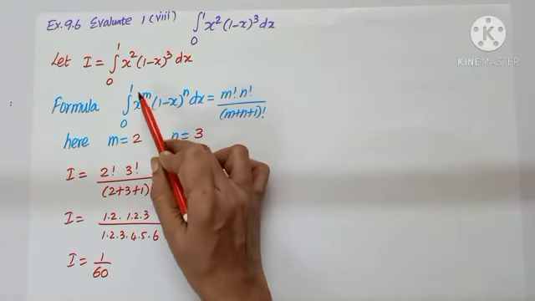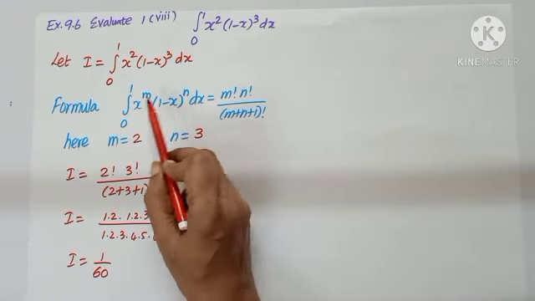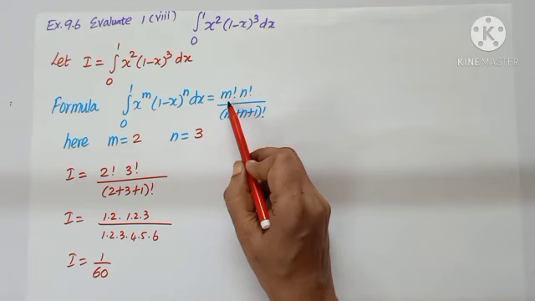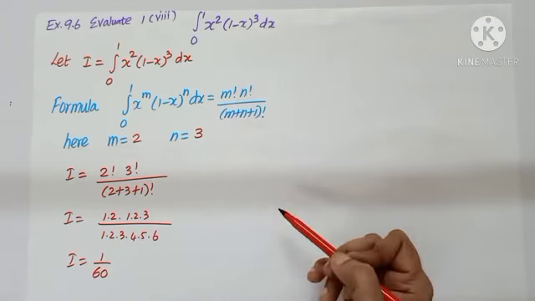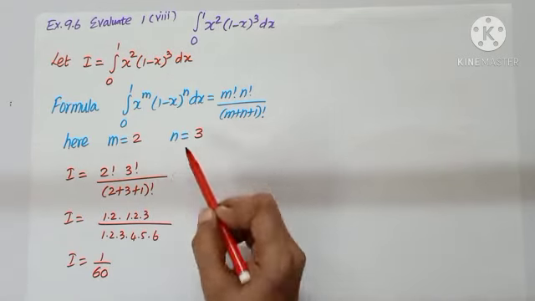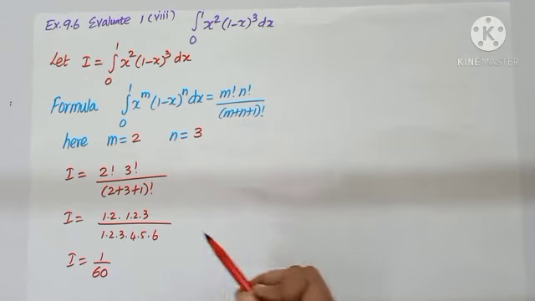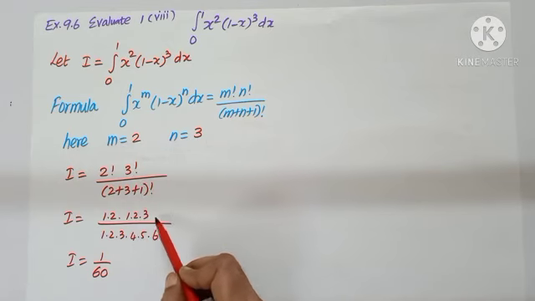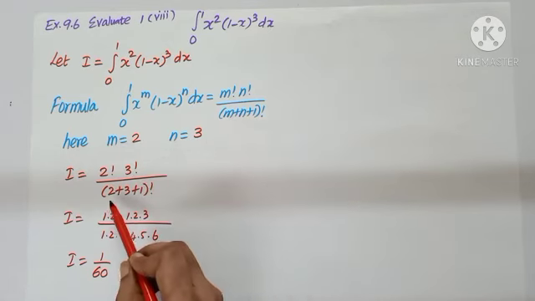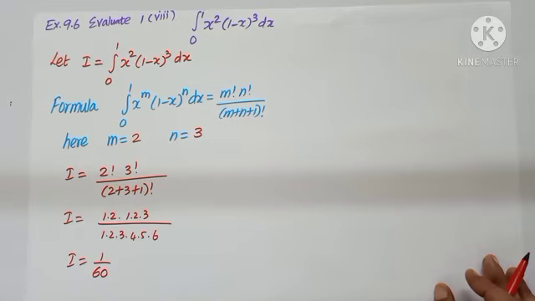X power some number, 1 minus x power some number. Treat the numbers as m and n. The formula is m factorial, n factorial by m plus n plus 1 factorial. Here m is 2, n is 3. So 2 factorial, 3 factorial by 2 plus 3 plus 1 factorial. 2 factorial is 1 into 2. 3 factorial is 1 into 2 into 3. M plus n plus 1, that is 6 factorial, which is 1 to 6. Cancelling and simplifying, we arrive at 1 by 16.